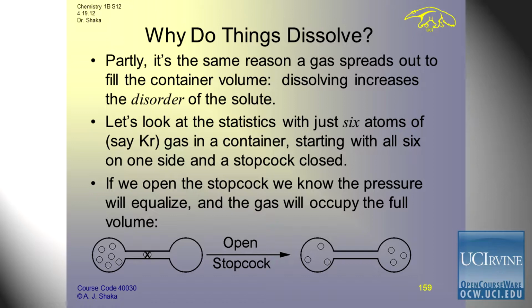So imagine we have this scenario where we have 2 containers and there's a stopcock here, so it can effectively block it off. At one point we put 6 atoms, which of course is an obscurely small amount of atoms. This is just a demonstration. 6 atoms of krypton on one side. And then we open the stopcock. We know, just from common sense, that it's going to equilibrate until they're on both sides.